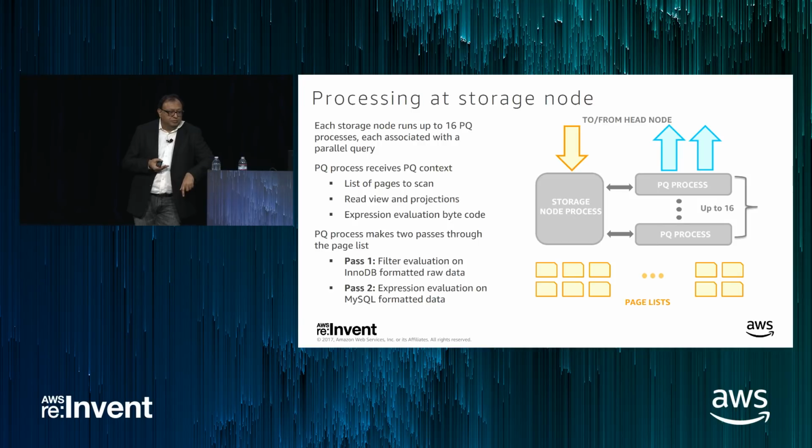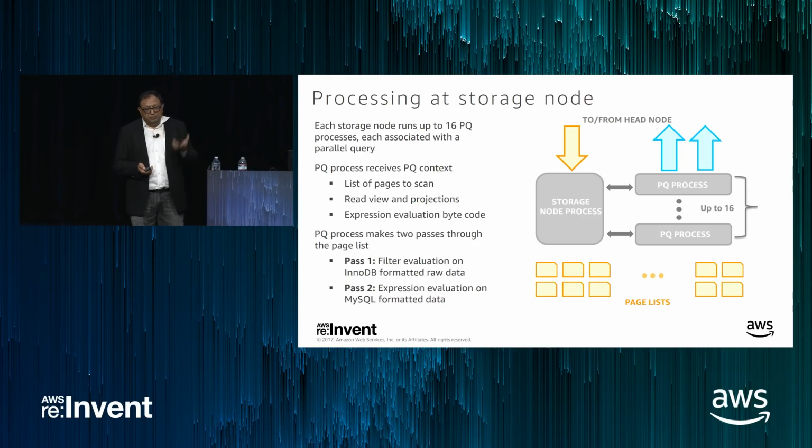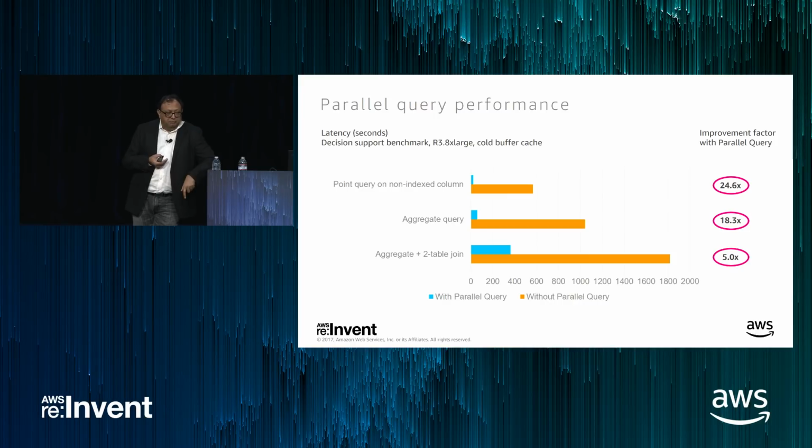From a storage node perspective, we run 16 parallel query processes on each node, each one associated with an individual query. And what it gets is, here's the list of pages I need you to scan, here's the read view and the projections, here's the expression that you need to go and run on that code. And we do two passes, one to do filter evaluation, one to do expression evaluation. And then we send the data back. So here's an example of a parallel hash join where we're basically pulling the data. We run a Bloom filter to pick out the values that are interesting, push it back up. And it's a fair bit faster.